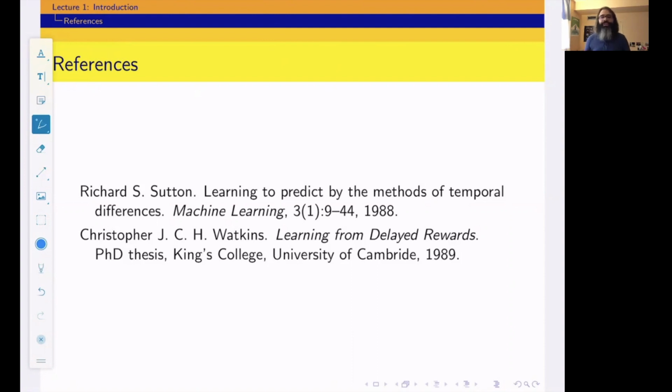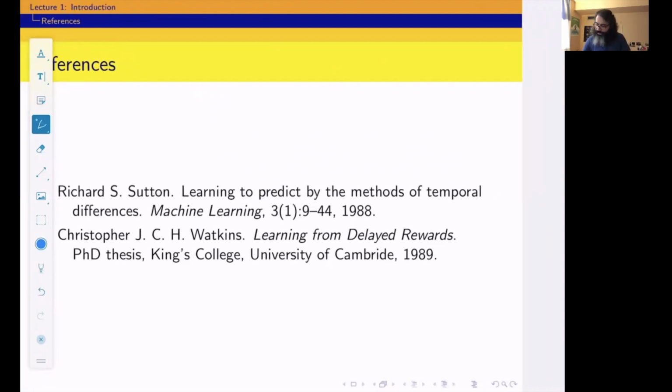But it also has some material that I'm not going to cover much. There is also Csaba Szepesvári's Algorithms for Reinforcement Learning. That's a good book. And there are a few others that I will post on the website. I think that's all.